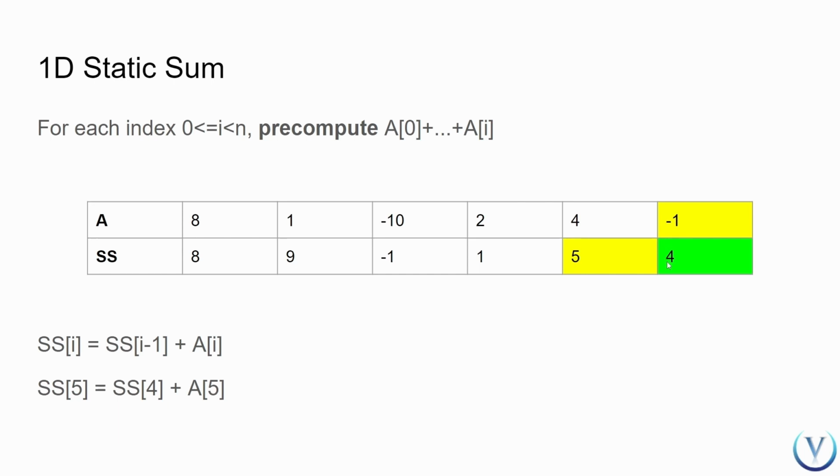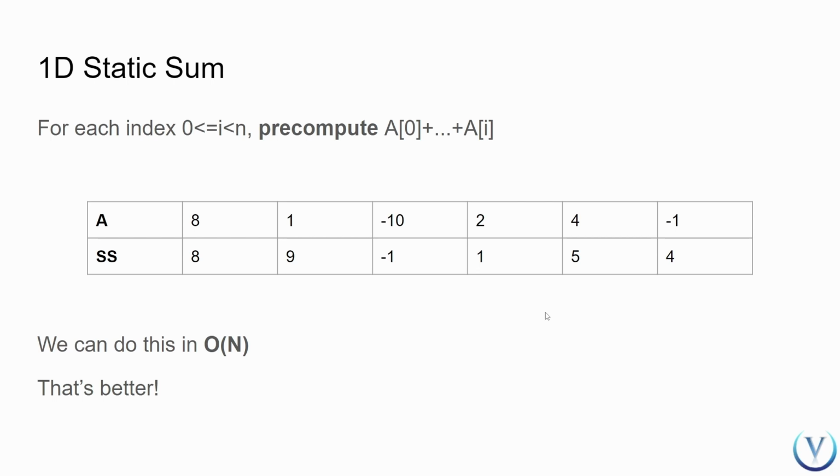This is because the green box over here, SS of 5, is equal to a of 5 plus SS of 4. Right? So the green box is the sum of the two yellow boxes. So basically we have saved some time by not recomputing this yellow 5 over here because it was already computed previously. So the pre-computation will be O(n) time.